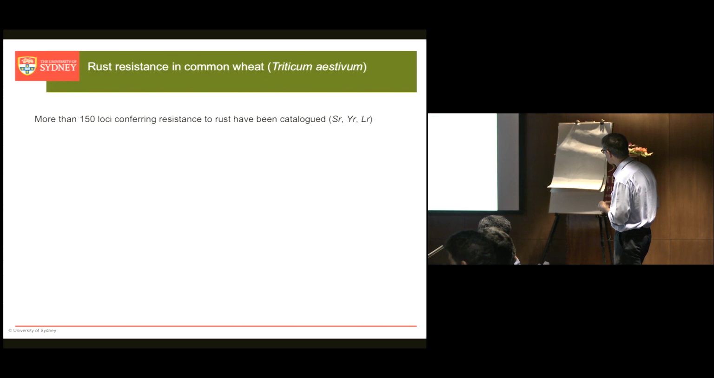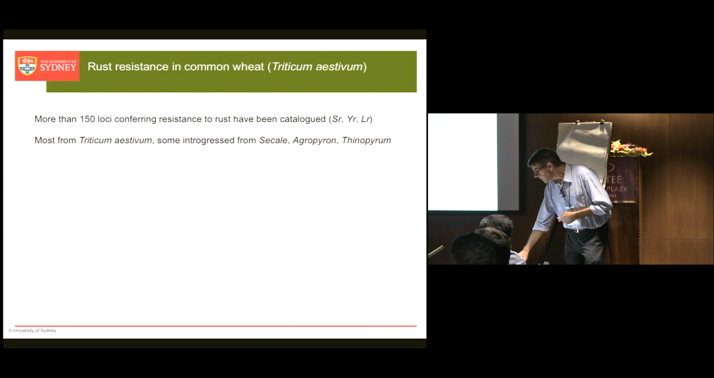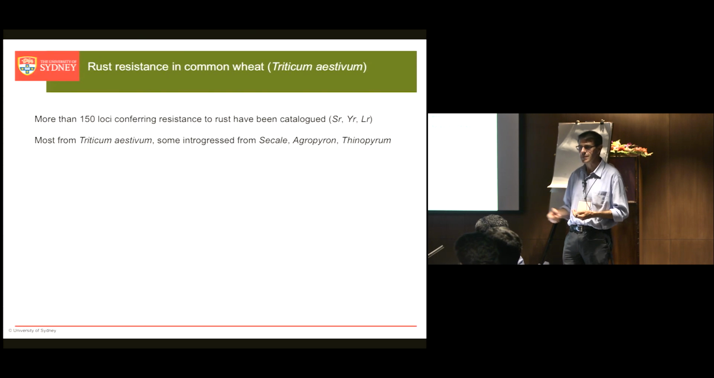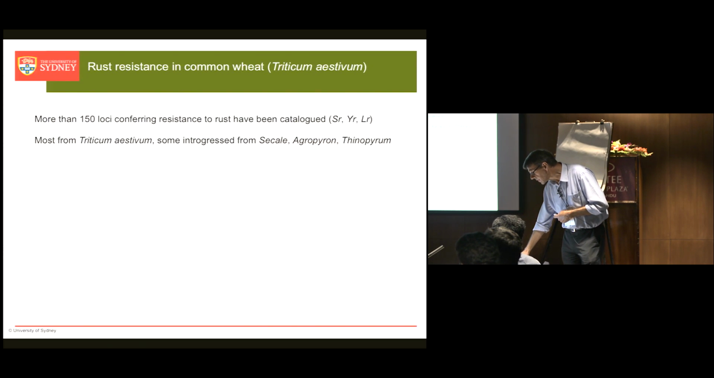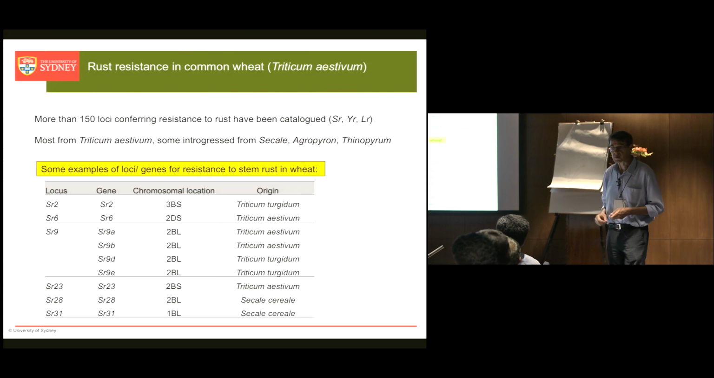Are you familiar with this designation? It's a little confusing. Sr is stem rust, Yr is stripe rust, but this comes from yellow rust, and this is leaf rust, right? Most of these genes come from Triticum aestivum. This is hexaploid wheat, but some of them have been introgressed, brought in from other grass species like Secale, that's cereal rye, Agropyron, Thinopyrum. Just some examples of genes that confer resistance to stem rust.